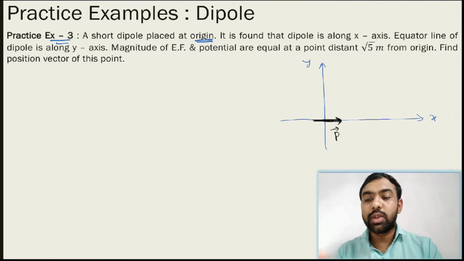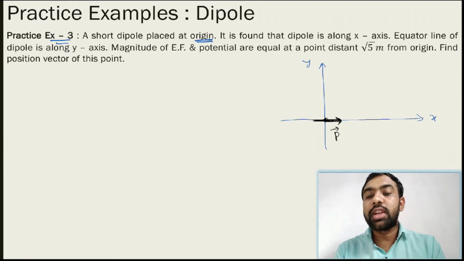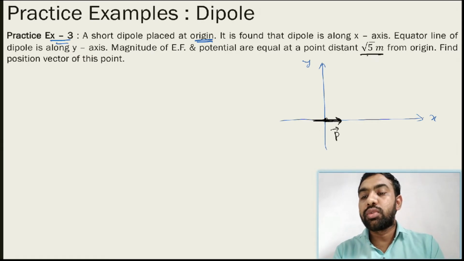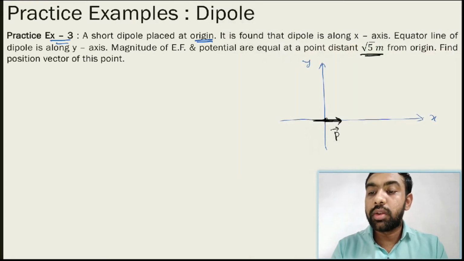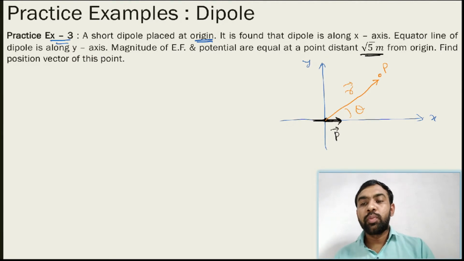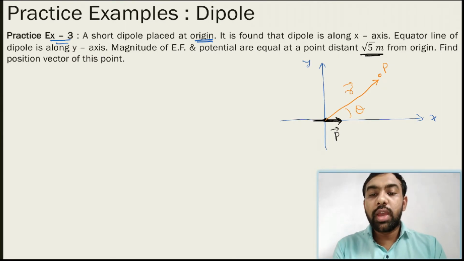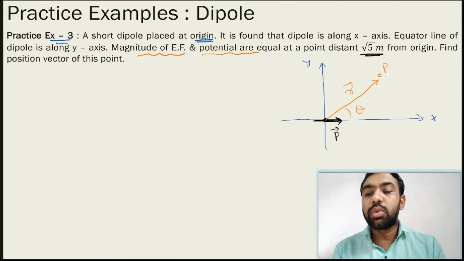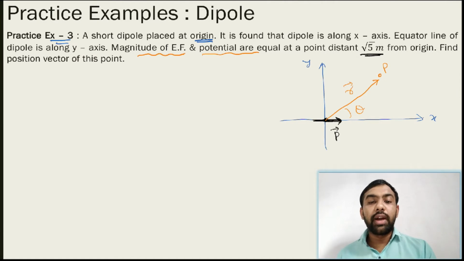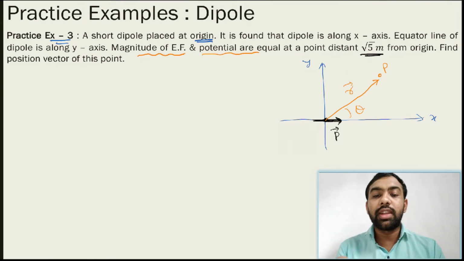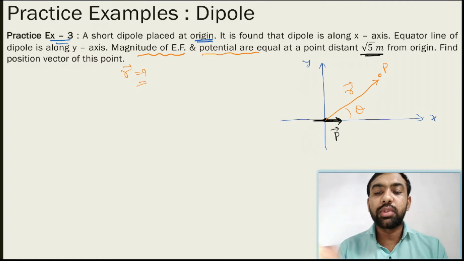Consider this is the dipole placed at the origin; this is the origin for us. Now the magnitude of electric field and potential are equal at a point at a distance root 5 meter from the origin. That means from here, at any point, take root 5. Suppose this point P is at R, angle theta, whatever, we don't know. So at point P, the magnitude of electric field and the potential are both equal. Then find the position vector, which means we have to find R.